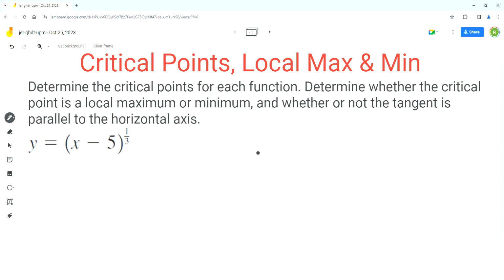So in this video, we'll solve this problem using the concepts of derivatives. As per the problem, determine the critical points for each function, determine whether the critical point is a local maximum or minimum, and whether or not the tangent is parallel to the horizontal axis.